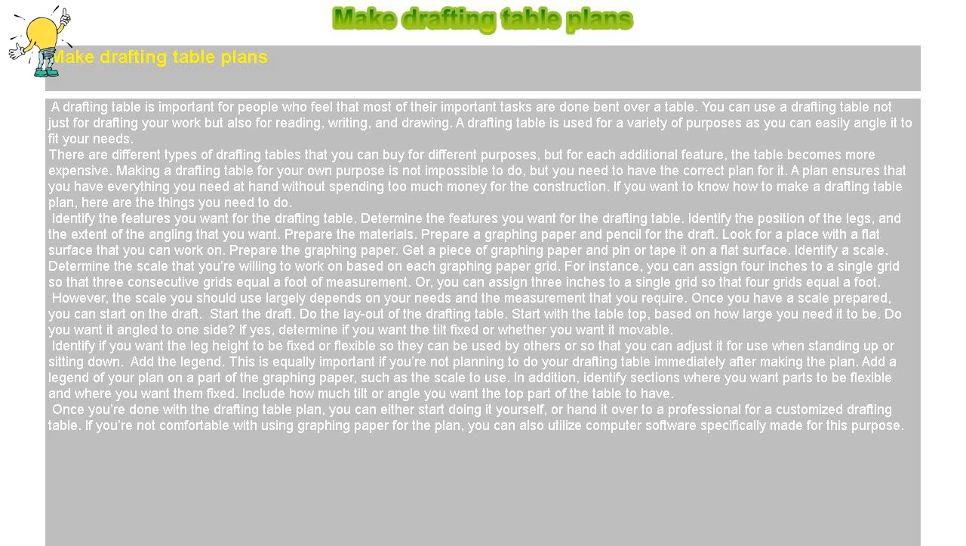Add the legend. This is equally important if you're not planning to do your drafting table immediately after making the plan. Add a legend of your plan on a part of the graphing paper, such as the scale to use. In addition, identify sections where you want parts to be flexible and where you want them fixed. Include how much tilt or angle you want the top part of the table to have.